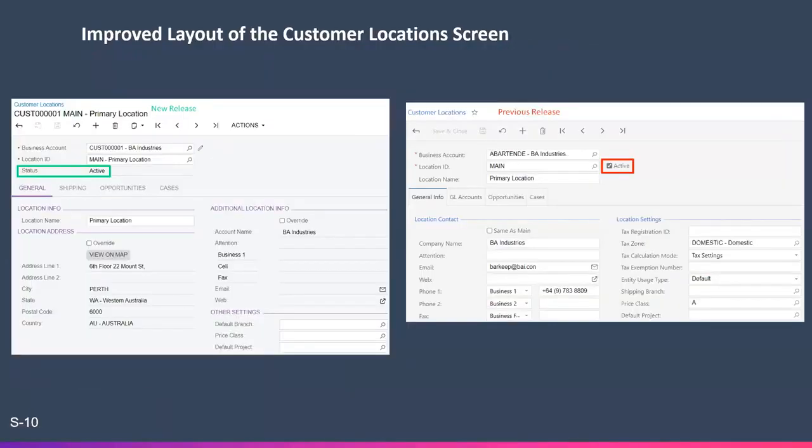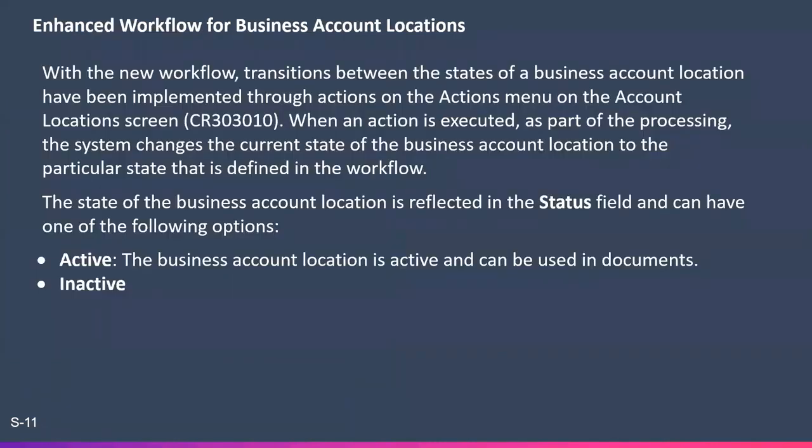Moving further, improved layouts of the customer location screen. As of this release, the active checkbox has been replaced with the new status field, as shown in the screenshot. Similar changes have been made on the account locations and supplier locations. During an upgrade from a previous earlier version, business account locations that had the active checkbox selected on the account location screen are assigned the active state. Other locations have been transitioned to inactive state. On the account location screen, the active column has been hidden and replaced by a new status column, but a user can still add it back if needed.